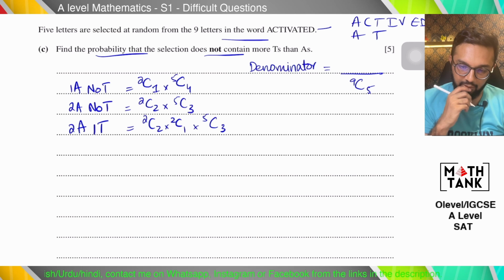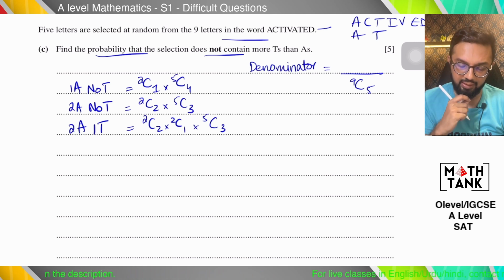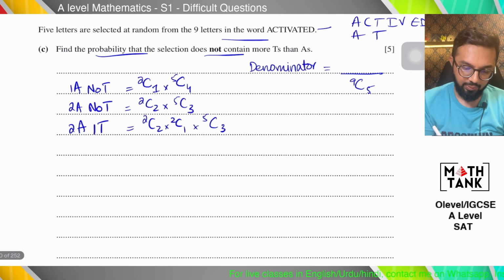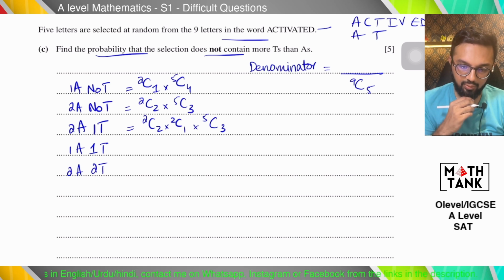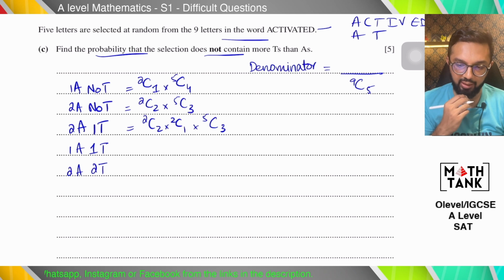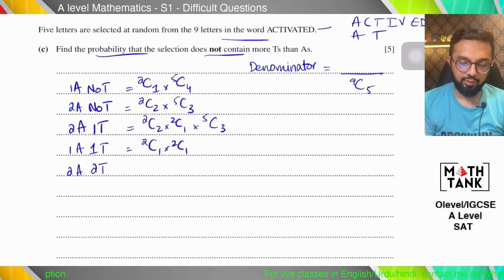Not contain more T's than A's. It could contain an equal number of T's and A's as well, right? So I'm going to say 1A and 1T and 2A and 2T. Ideally I should have done 1 minus contains more T's than A's. I think that's the better way of explaining this as well. But now that I've done it, I'm just going to stick to this method and see if I get the correct answer.